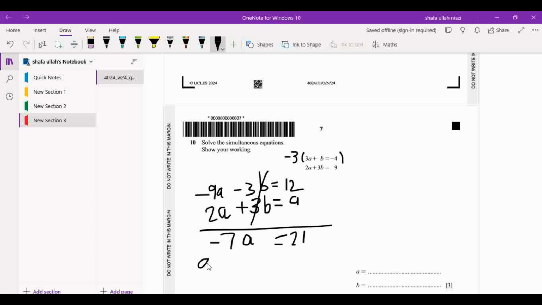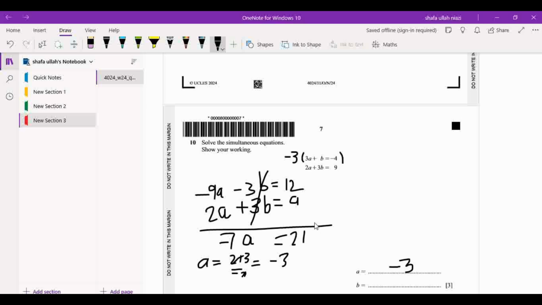So we get a is equal to 21 over -7. Make this -7 into -3, so the answer should be -3, because a minus in the denominator is always moved to the numerator. So the answer is minus 3. So a is -3.